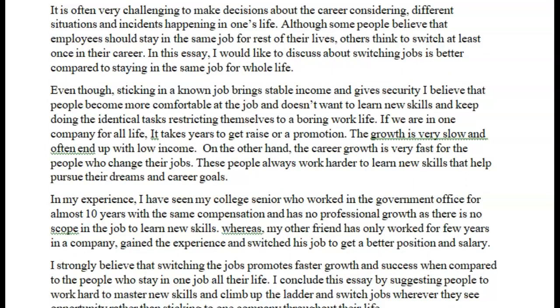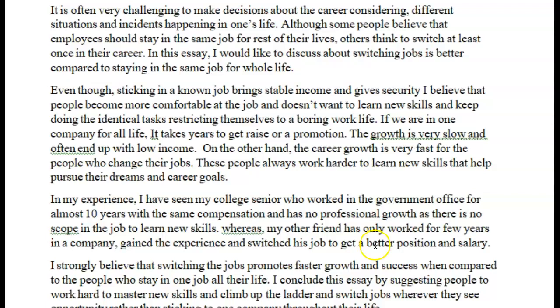"It is often very challenging to make decisions about the career considering different situations and incidents happening in one's life. Although some people believe that employees should stay in the same job for the rest of their lives, others think to switch at least once in their career. In this essay, I would like to discuss about switching jobs is better compared to staying in the same job for whole life." All right, so once again, we've got some issues with grammar, Vijay.